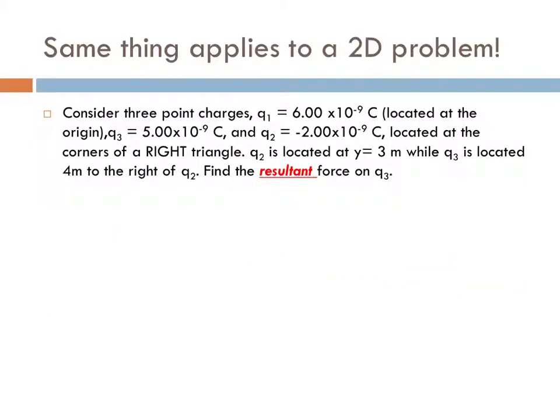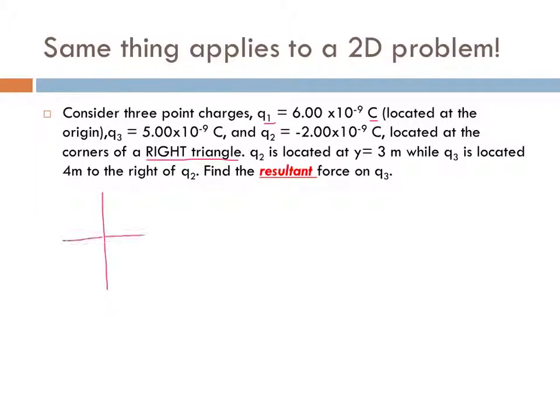In this situation, we consider 3 point charges. Q1 is equal to 6 times 10 to the negative 9 coulombs. Coulombs is the unit for our charge, and it's located at the origin. Q3, which is 5 times 10 to the negative 9 coulombs, and Q2 is equal to negative 2 times 10 to the negative 9, located at the corners of a right triangle.